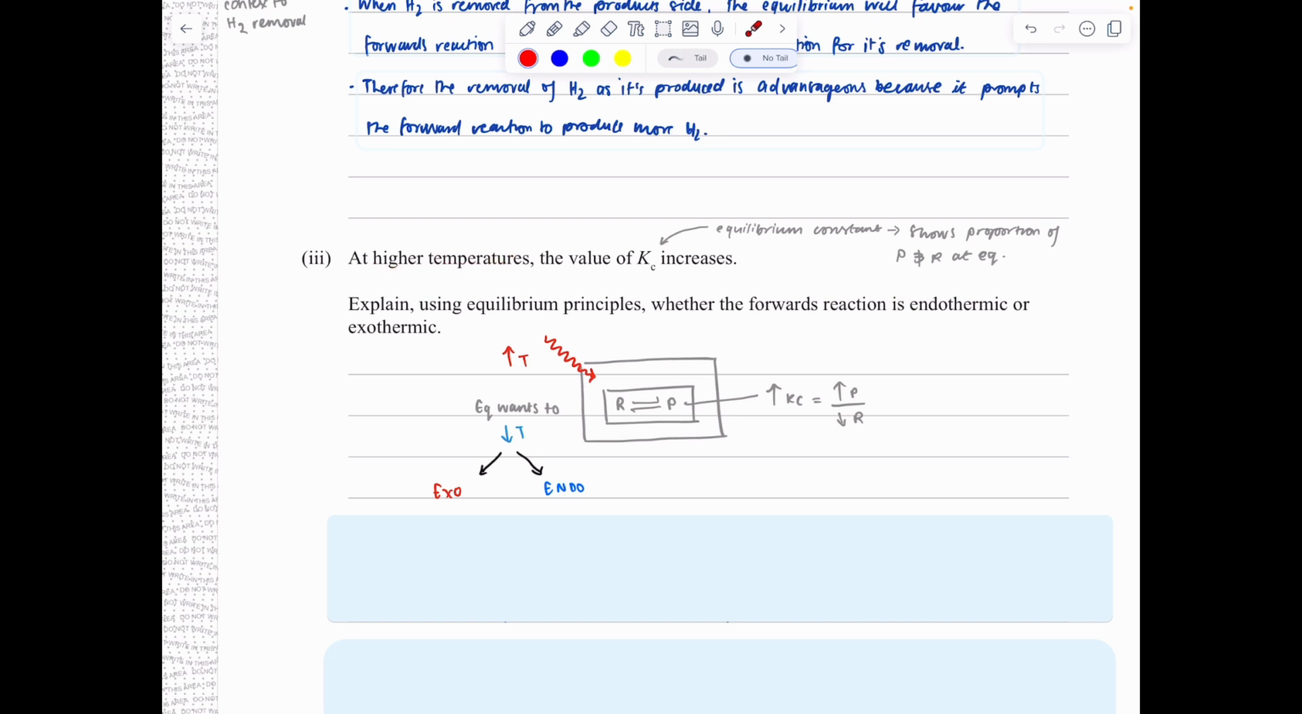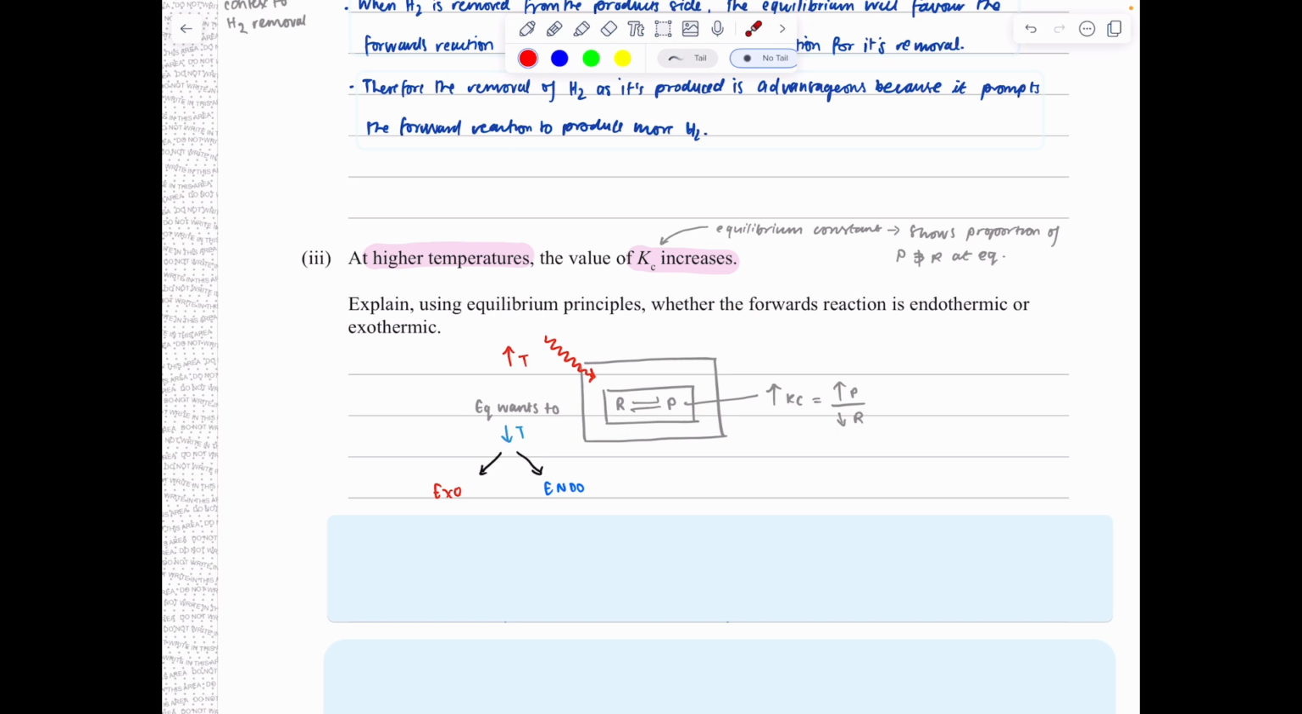So at higher temperatures, the value of Kc increases, okay? So let's have a look at this diagram over here, okay? An increase in Kc indicates that there's going to be more products than reactants, okay? This is because Kc is a fraction, so any fraction which is top heavy results in a big number, greater than 1, okay?